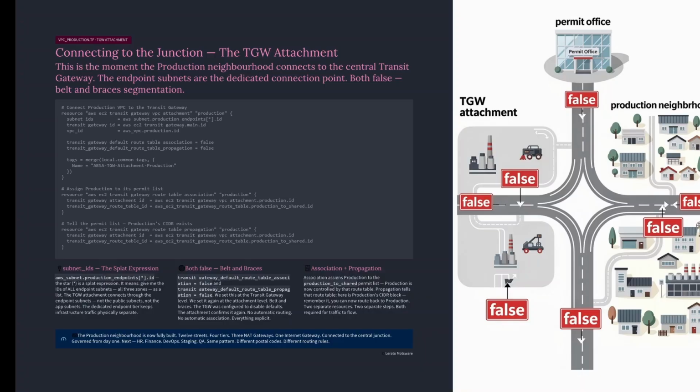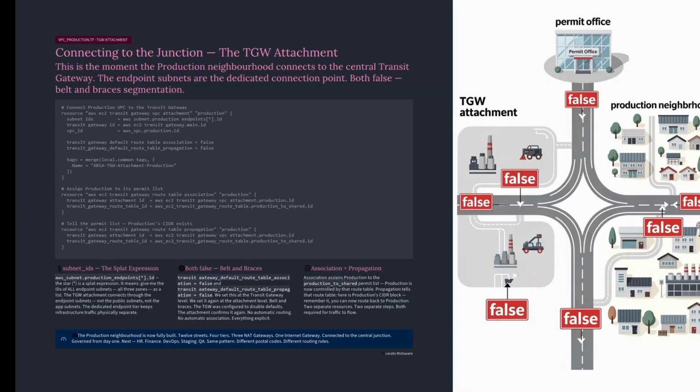Now, the three routing resources that make the attachment useful. Transit gateway route table association. This assigns the production attachment to the production-to-shared route table. Production is now controlled by that permit list. Traffic from production only goes where that permit list allows.